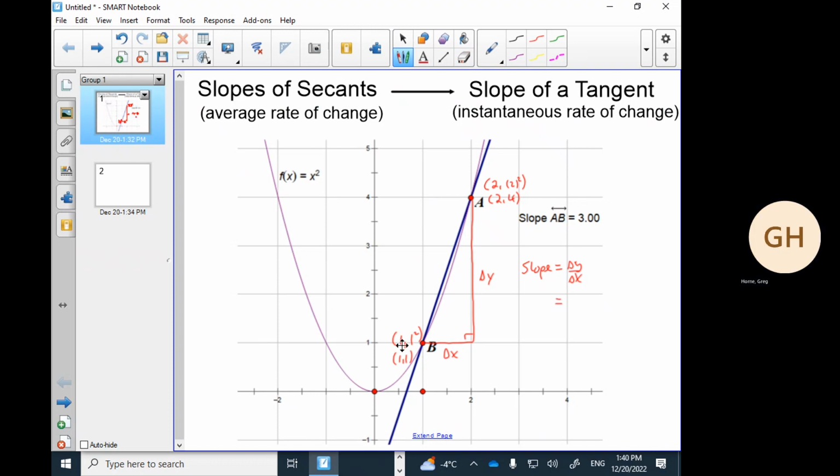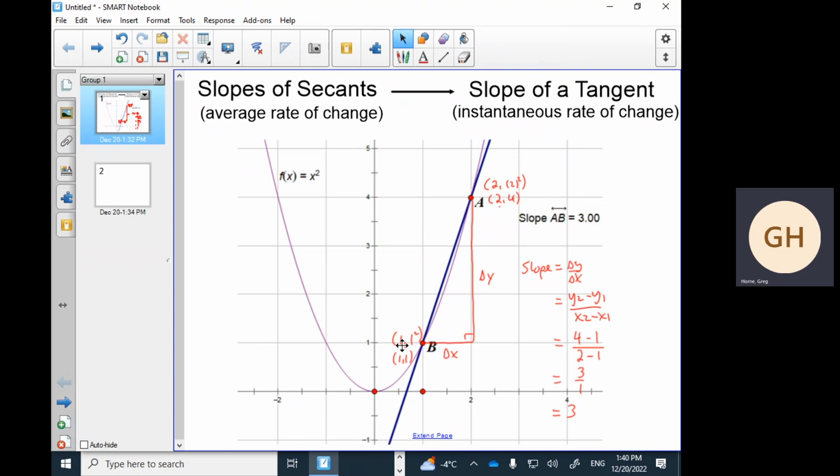But the result here then is a change in the y. So you get basically y2 minus y1 over x2 minus x1, like you did in grade 9. So we've got the y2 value of 4, take away the initial y value of 1, over the x value of 2 minus the x value we started at, 1. So we get 3 divided by 1, which is of course 3, right? That's the main underlying principle here to do with the slope.